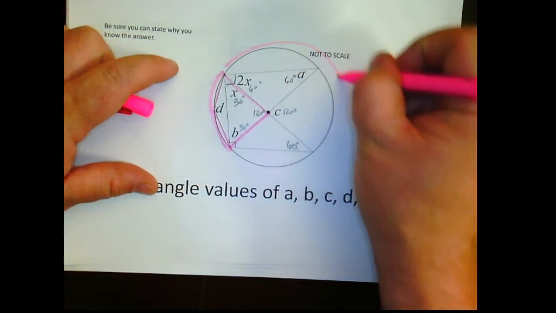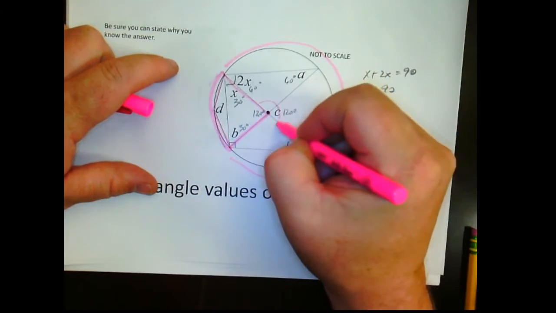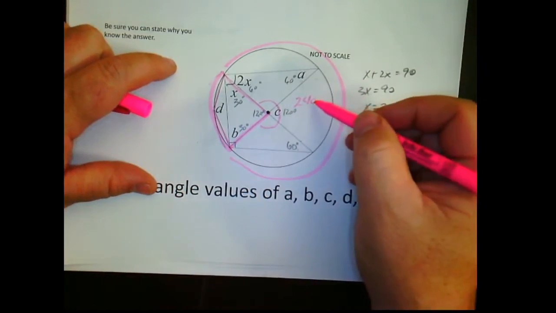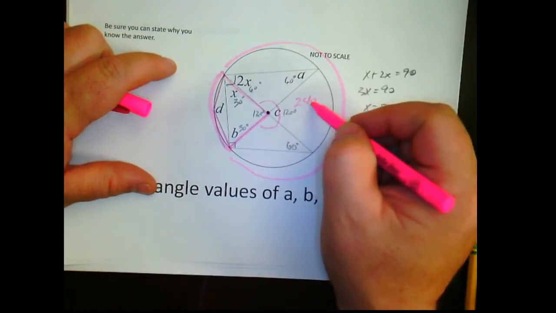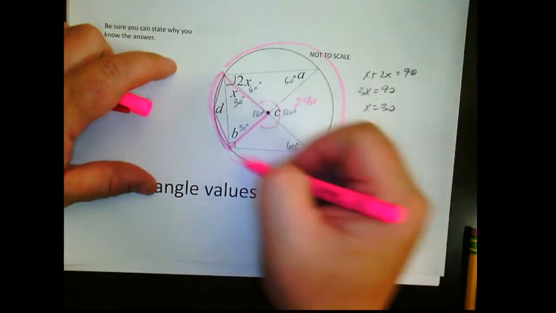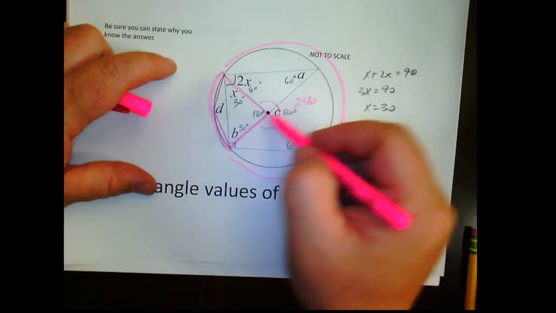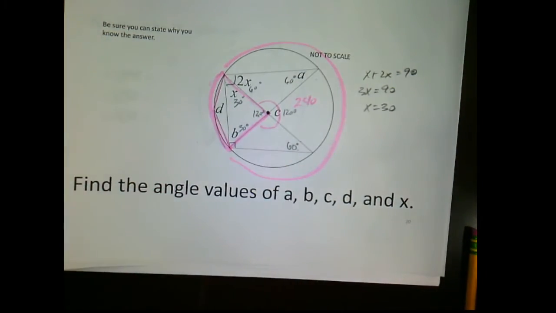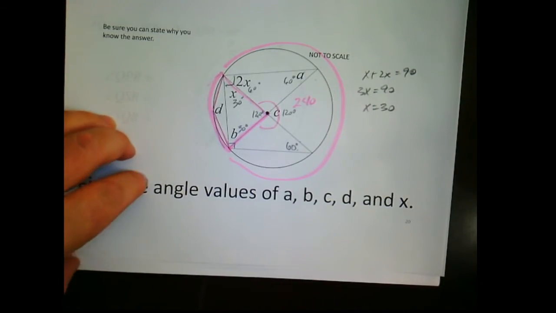Look at this arc out here. This angle right here is going to be 240 degrees. It's 360 minus 120. This is going to be half of that, because this is the intercepting arc for that inscribed angle and this central angle, which is 240. So that's going to be half, 120.